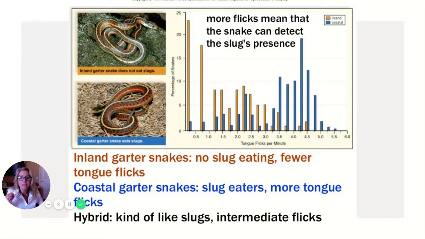What they came to find out is that it is genetic because it is physiology. The inland garter snakes didn't eat slugs because they had fewer tongue flicks. And as a result, because their tongue is what's doing the tasting in the environment to even know that there are slugs, because they had fewer tongue flicks, they didn't even know slugs were there. The coastal garter snakes in blue here in our diagram had more tongue flicks, so they knew the slugs were there and they would eat them. So the hybrid didn't go slow on the tongue flicks, didn't go fast, it was intermediate, so they had an intermediate affinity for slugs.